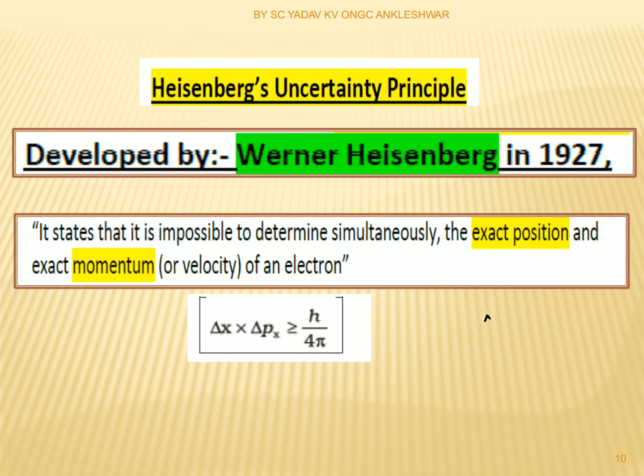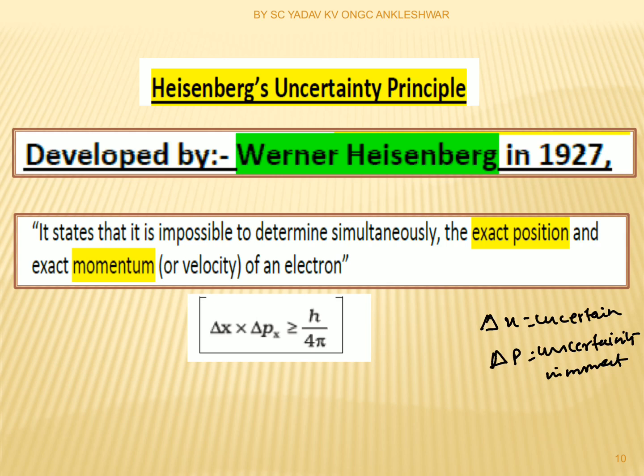So what is the mathematical expression given by Heisenberg? Delta x into delta px. Delta x means uncertainty in position. Delta x is equal to uncertainty in position, and delta p is equal to uncertainty in momentum.